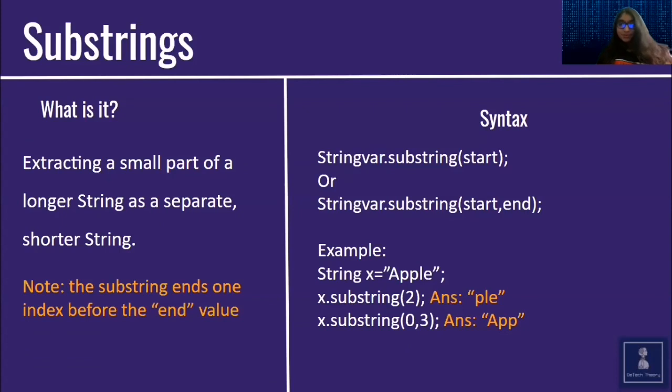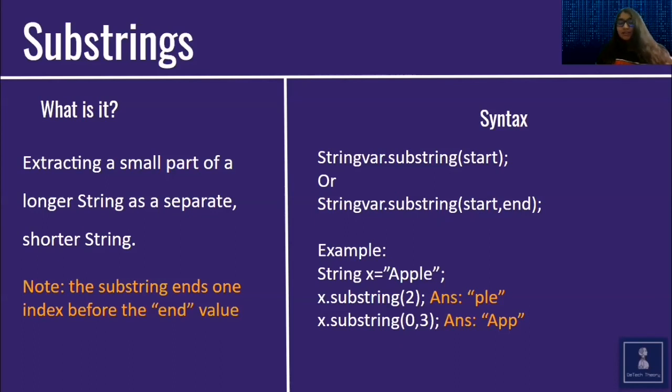Now we go on to substrings. Substrings are very important in our understanding of strings. It is essentially extracting a small part of a longer string as a separate, shorter string. If you look at the syntax, we see that there are two ways of taking substrings. One is just to include the index from which we start extracting, and the other is to include both the start and ending index. We must note here that the end index applied is not included in the substring. That is, it will only include it till the previous index.